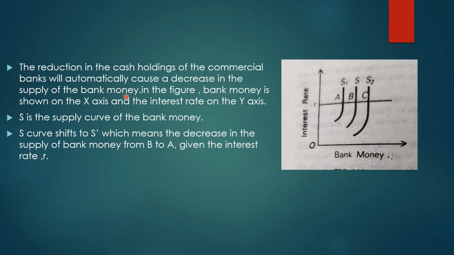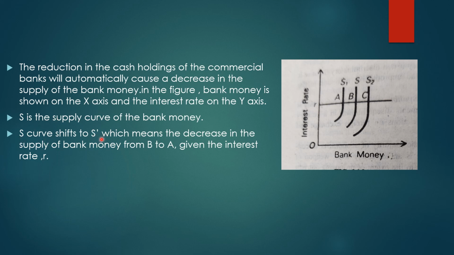Very natural. As we saw, that much crores cash will go down. Here we are considering the figure in which bank money is shown on the x-axis and the interest rate is shown on the y-axis. S is the supply curve of the bank money. This S is the initial supply curve of the bank money with the given rate of interest small r.